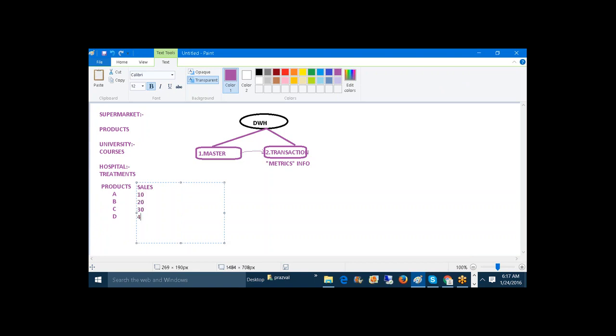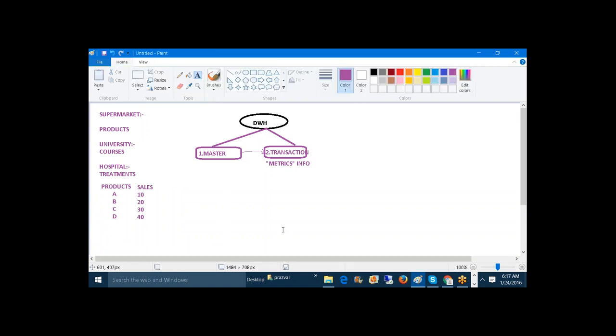Without the metrics, we cannot perform any analysis. So what does a metric mean? The main purpose of the metrics is to analyze the business. Metrics are nothing but the measuring points of the business. Next, what is the relationship between master and transaction?